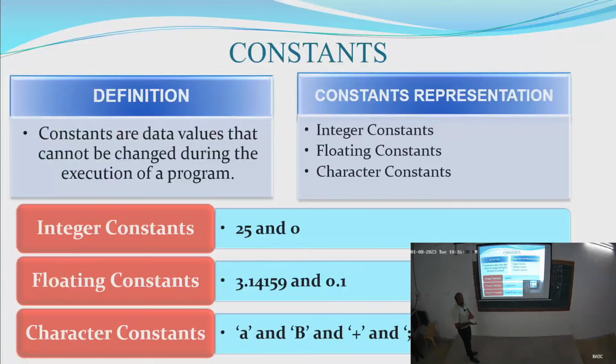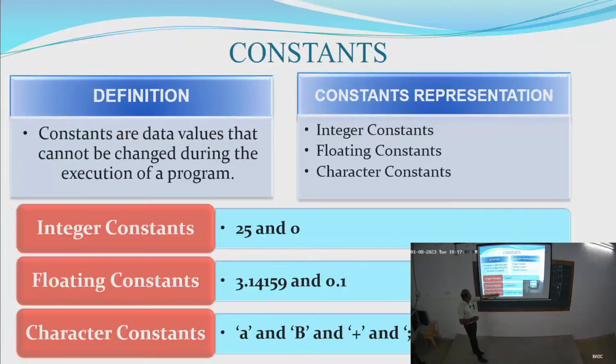Okay, a variable means a value that changes during the execution of the program. A constant is the reciprocal of that: the value cannot be changed during the execution of the program. It is a fixed value that does not change during the execution of the program, and that is called a constant. Constants are data values that cannot be changed during execution. The constant representations in C are integer constants, floating constants, and character constants.